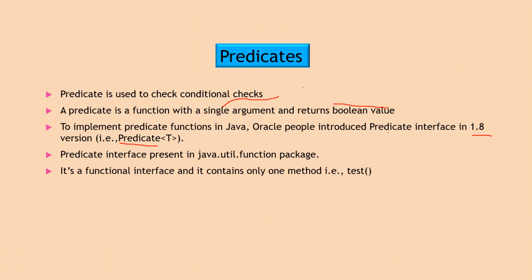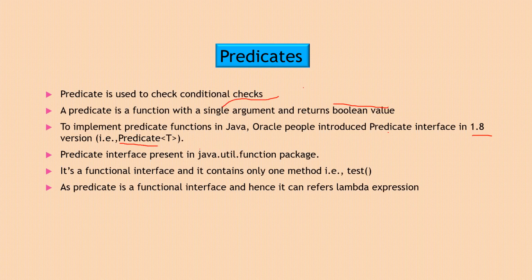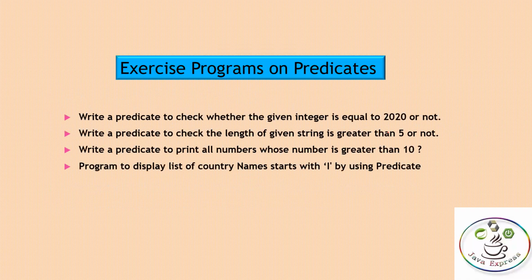Predicate is a functional interface. When I say functional interface, you can easily refer to lambda expressions. Using a lambda expression, you can implement the predicate function. If you have more than one predicate, you can join them, but you will not use more than one predicate much. One is sufficient for us. Now have a look here. I have written a couple of programs.